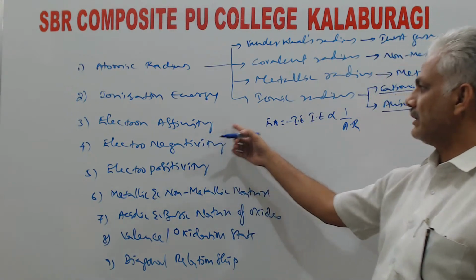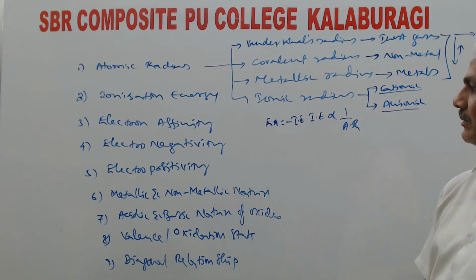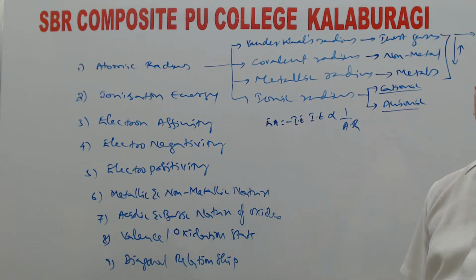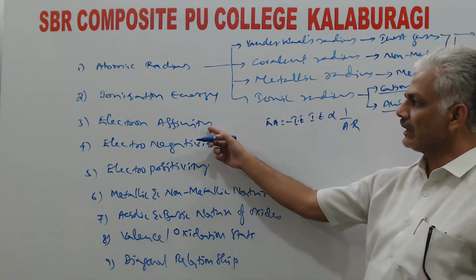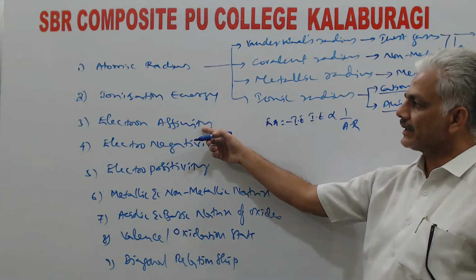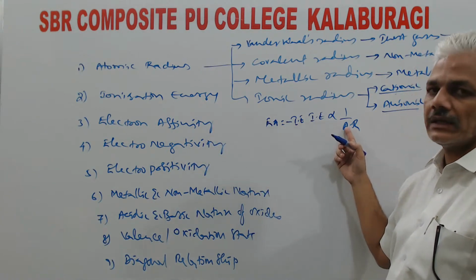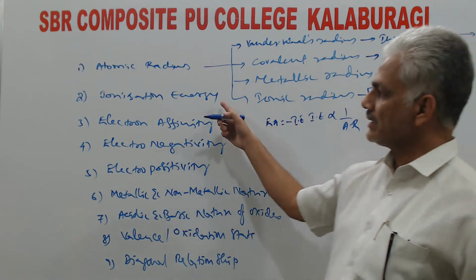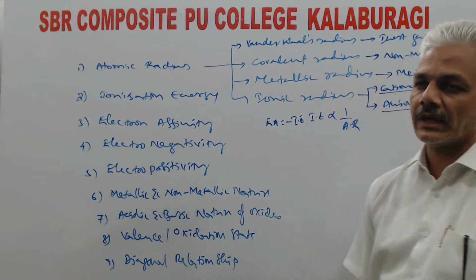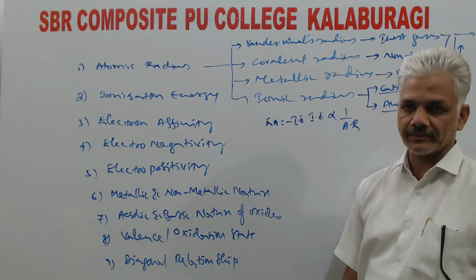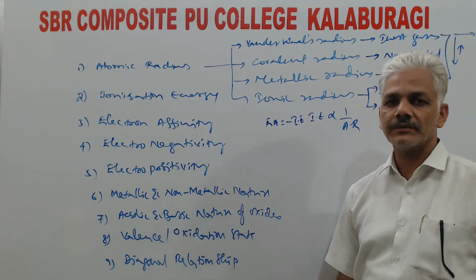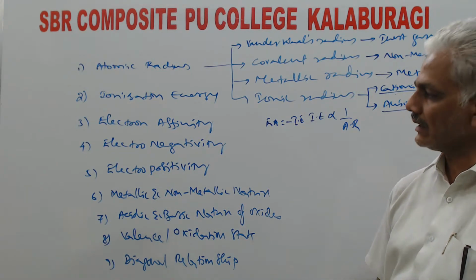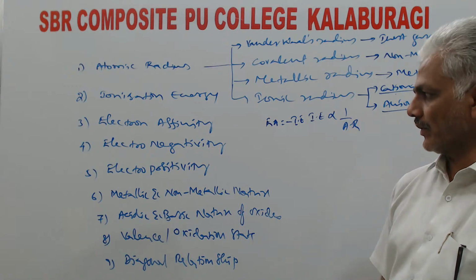Electron affinity is also inversely related to atomic radius. With increase in atomic radius, electron affinity decreases and vice versa. Therefore, just like ionization energy, electron affinity also increases along a period and decreases down the group. Ionization energy and electron affinity both have the units of energy. So you can make use of joules or calories or kilocalories, depending on the system followed.